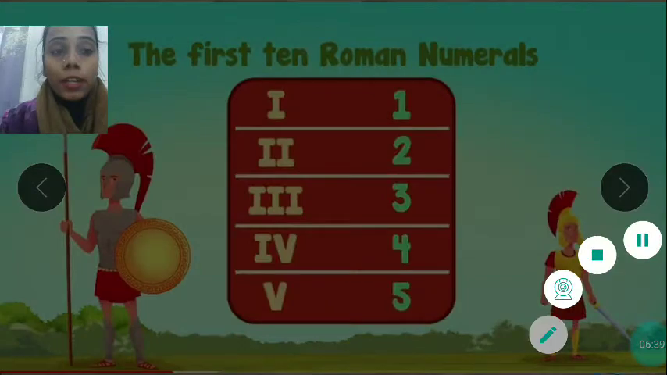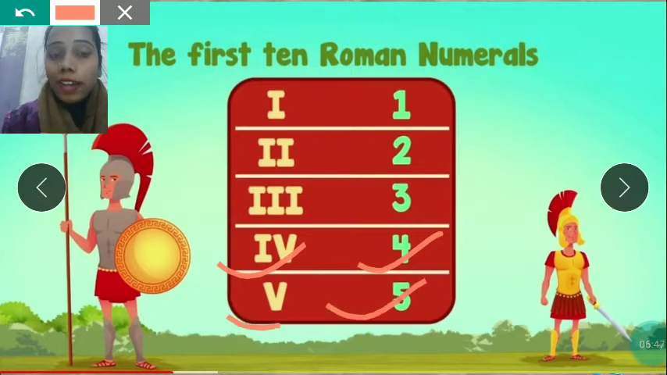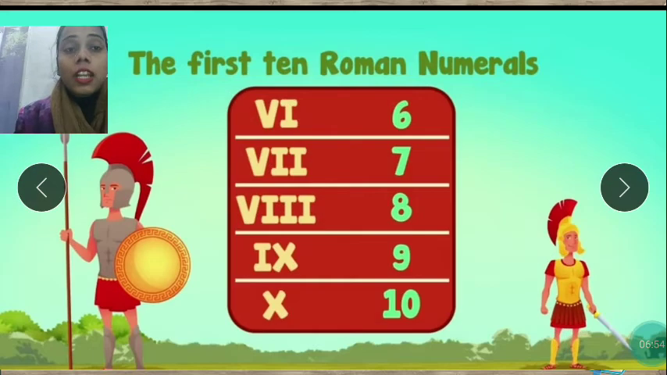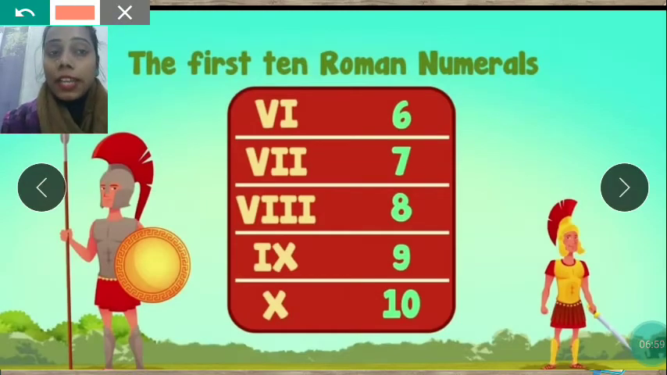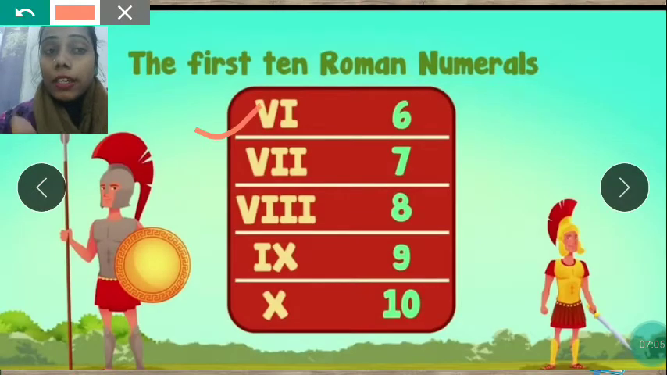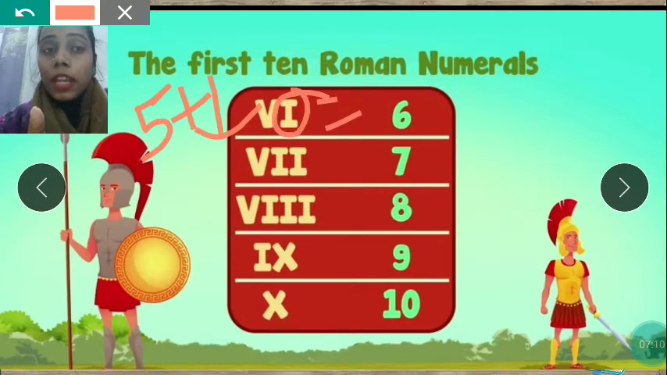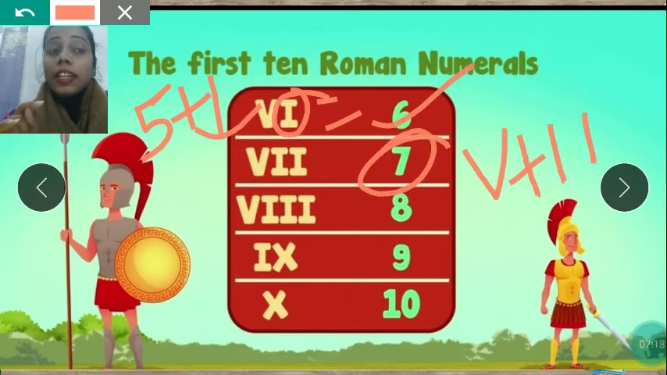Now student, we will see how to write 4. What Roman numerals will we write? We will write I and V, and to write 5, we will write V. Similarly, student, if we have to write the Roman numeral of 6, then we will write V, meaning 5. V will indicate 5 and I will indicate 1. So 5 plus 1, what will it be? It will be 6. Again to write 7, V will indicate 5 and I will indicate 1. Again I will indicate 1.